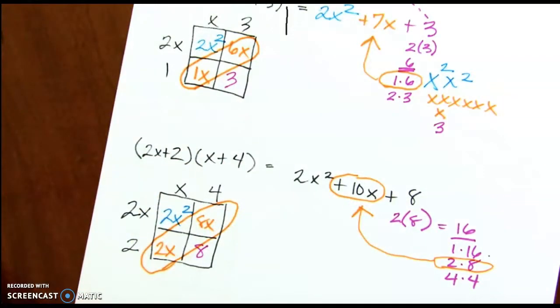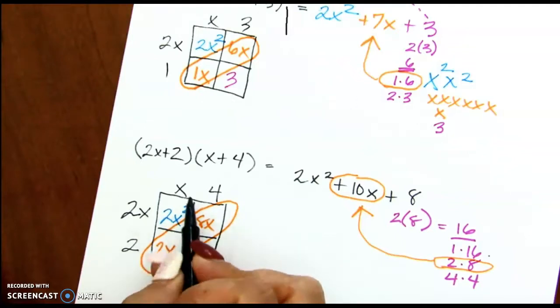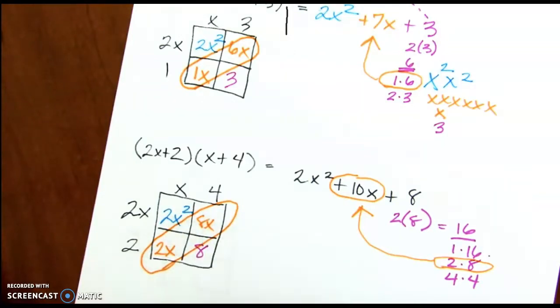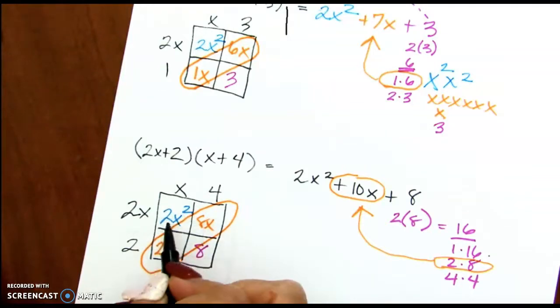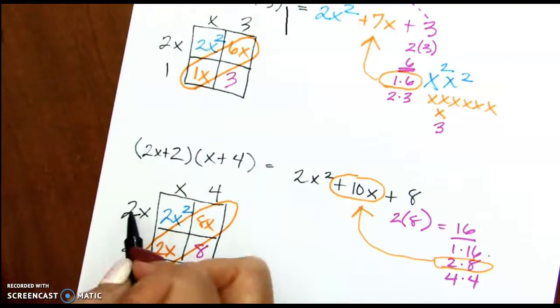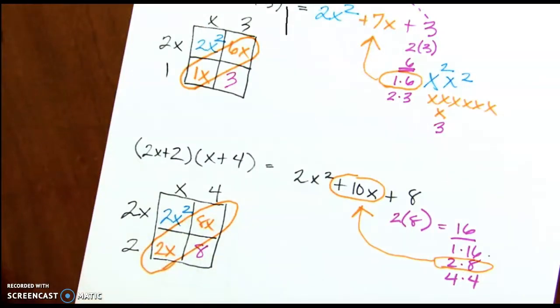Another way I could have done that is what factor do 2x and 8 have in common? They both have a factor of 2. What factors do 2x squared and 8x have in common? They both have an x, which is there, and they both have a 2, because 2 times 4 is 8. So I could have done it that way too.